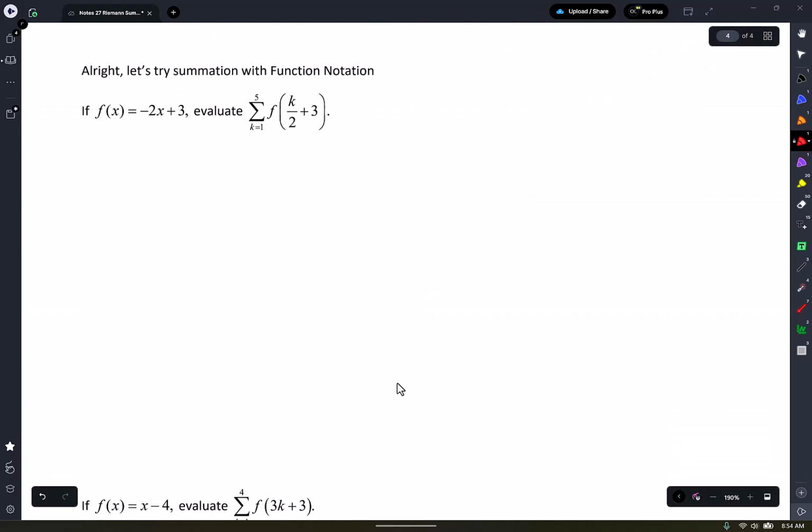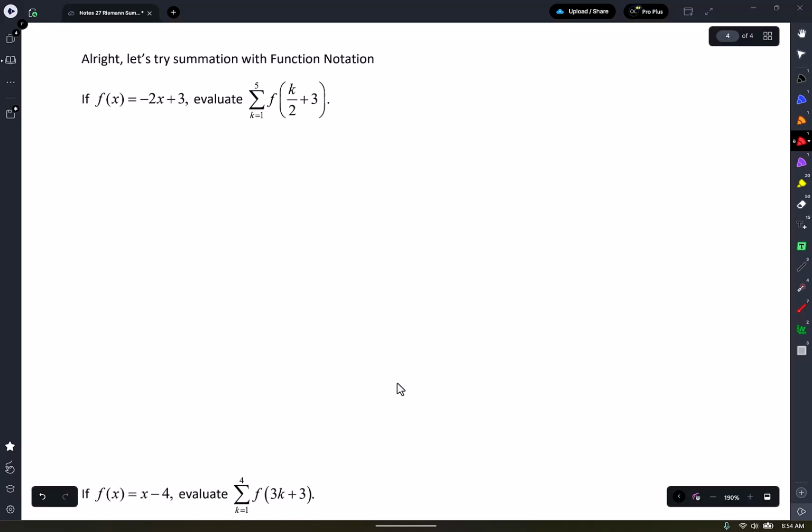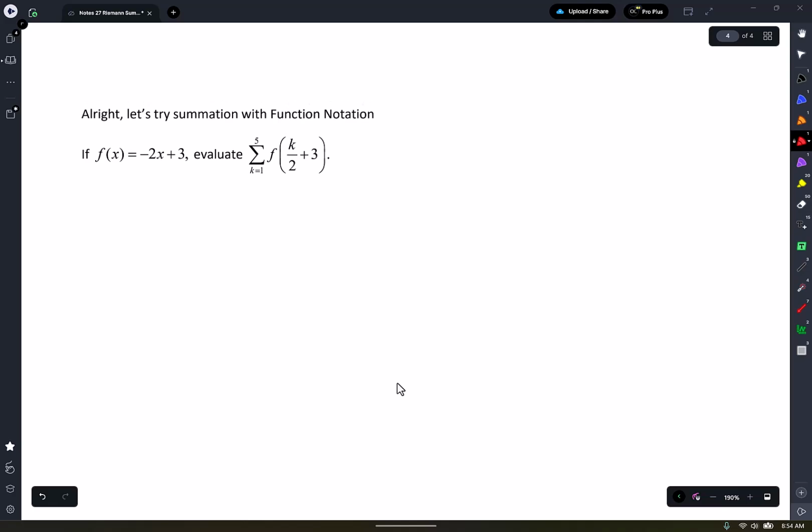Don't freak out. We're done. We just got these last two. Yes, you're right. We can do it with a calculator, but let's not do it with a calculator just yet. So let's see what this says. They give me a function. The function is negative 2x plus 3.